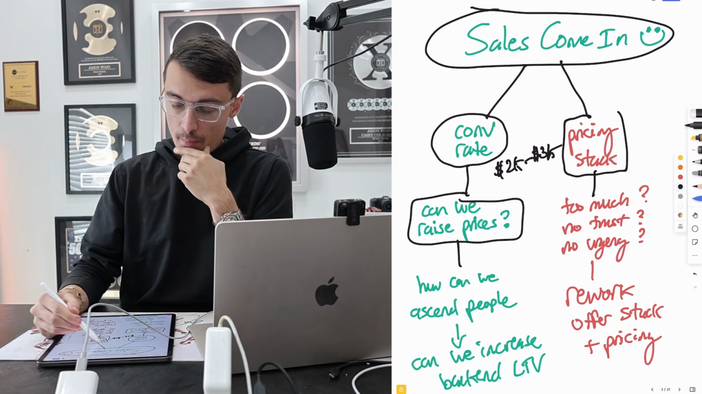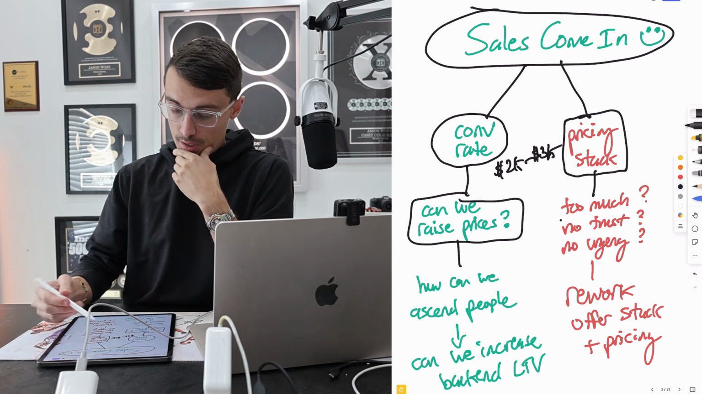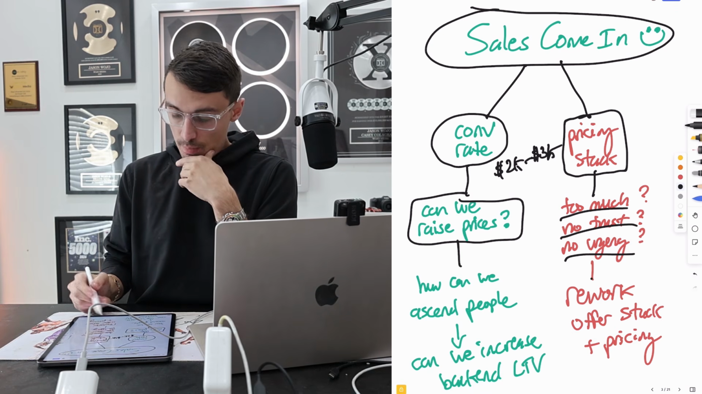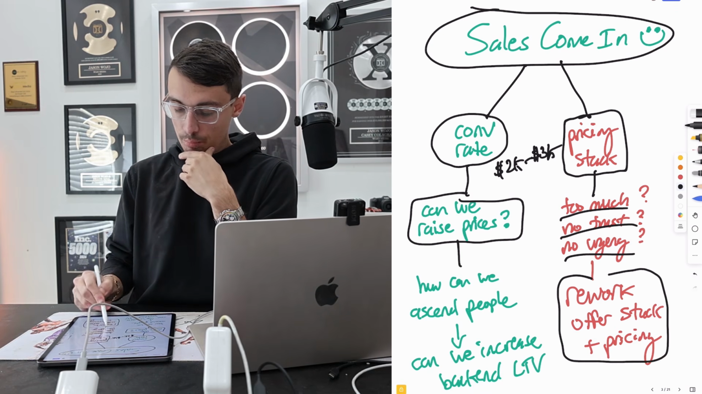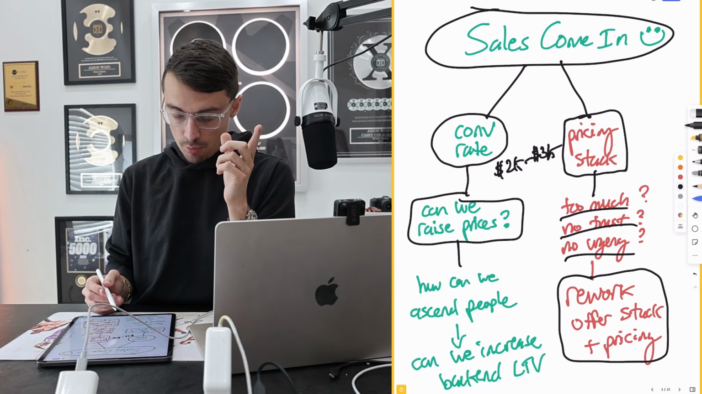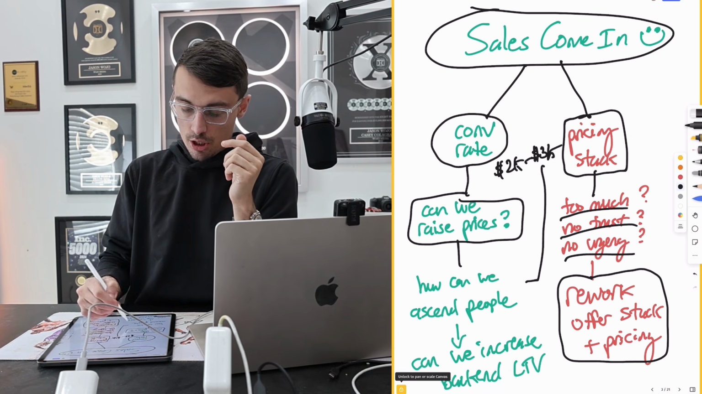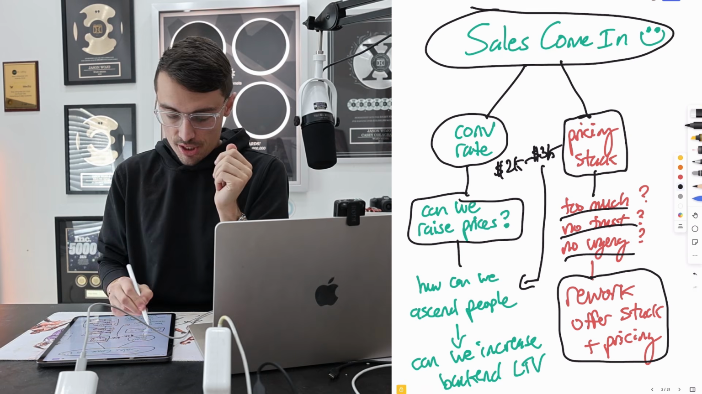Now let's say about my pricing stack. Maybe I'm not getting sales. Is it too much? Am I not building enough trust? Is there no urgency? Because now I have to rework my offer stack and pricing. Now, if I can raise prices and I can raise it from 2K to 3K, we can use the 3K to use as a credit to ascend people.